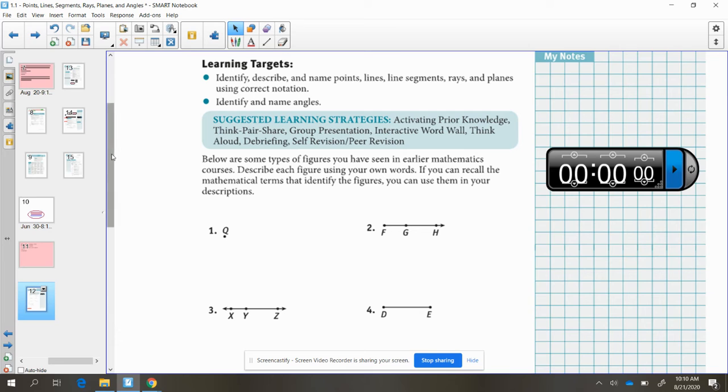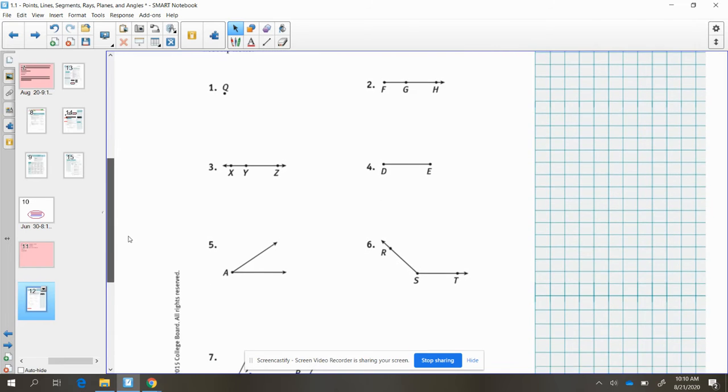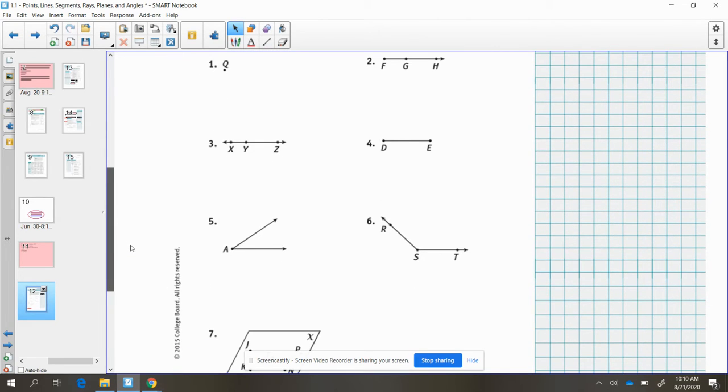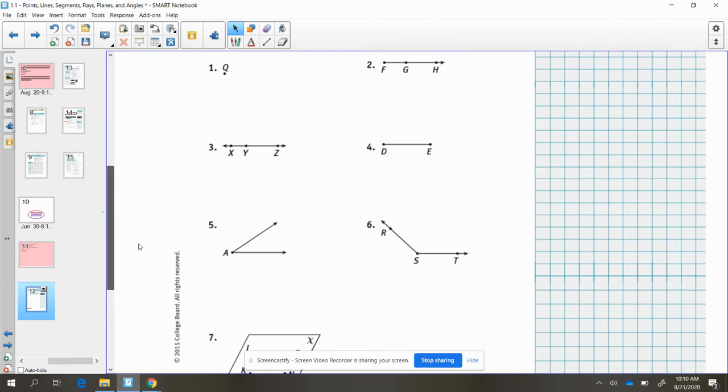So this first question here says, below are some types of figures you have seen in earlier mathematics courses. Describe these figures in your own words. If you can recall any mathematical terms that identify the figures, you can use them in your description. So take a moment to talk about any of these 7 pictures that you see here, and if any of them look familiar to you.